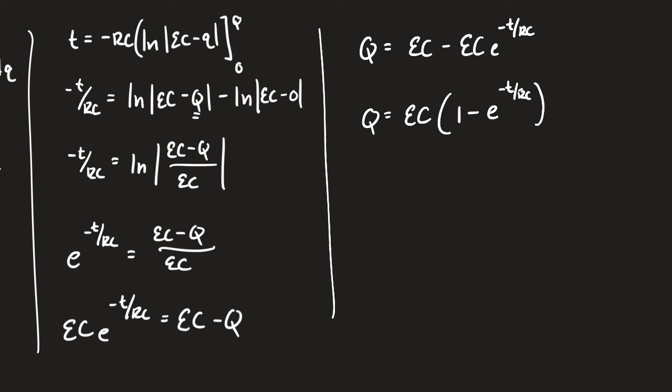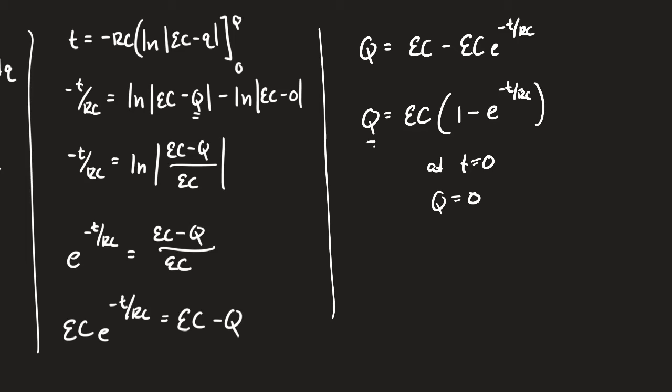This is the charging equation. This is q as a function of t. And if you'll look here closely, you're going to see a lot of the things we talked about at the beginning. First, at time 0, if you'll notice, that's going to be e to the 0 power. e to the 0 power is 1. So at t equals 0, q equals 0.